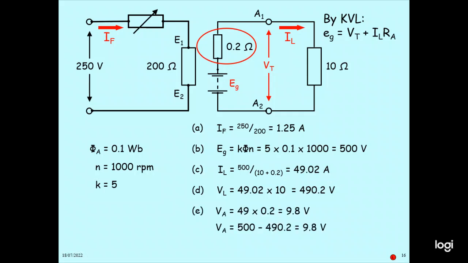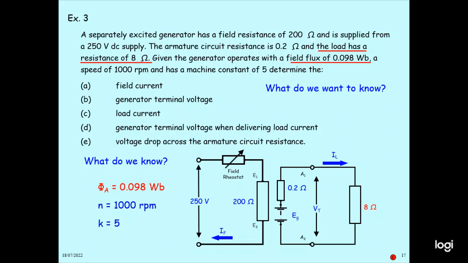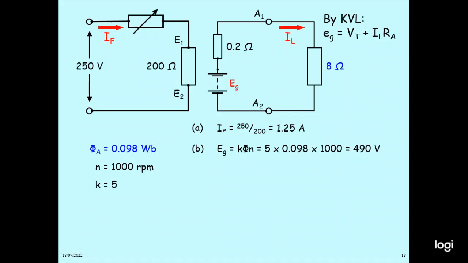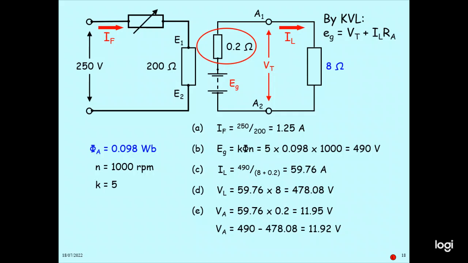So when the flux phi is 0.098 weber, then IF is 250 by 200, 1.25, and E equal to K phi N, so 5 multiplied by 0.098 multiplied by 1000, 490 volt. I equal to 490 divided by 8 plus 0.2, you get 59.76 ampere. V equal to 59.76 multiplied by 8, 478.08, and the drop equal to 59.76 multiplied by 0.2 equal to 11.95. Therefore, the drop equal to 490 minus 478.08, 11.92.